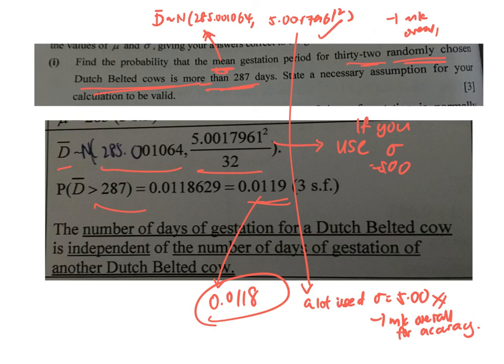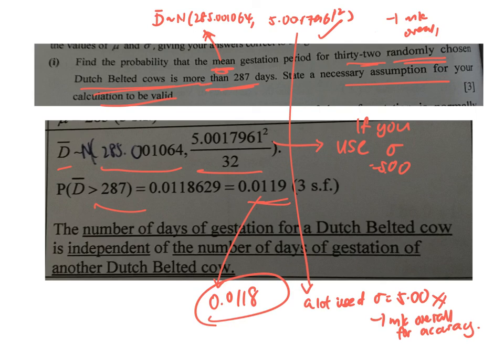Then, state a necessary assumption for the calculation to be valid. Of course the most important thing is you must state independence. You cannot just write independent, you have to write independent of each other. The cows are independent of each other. You also cannot say that they do not affect each other, because a lot of you actually used very layman terms to describe the independence.